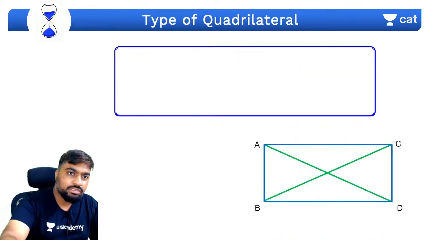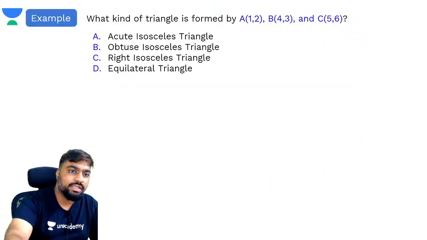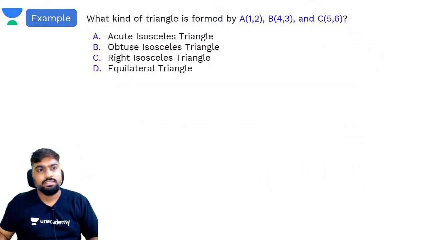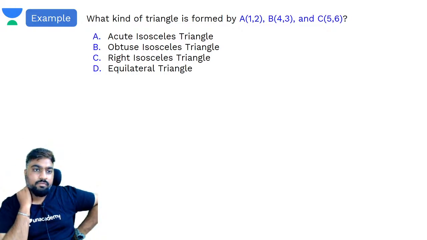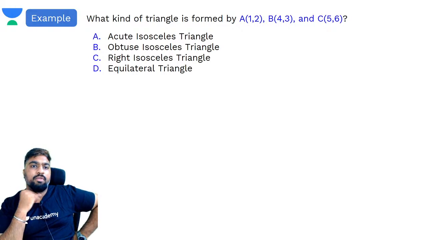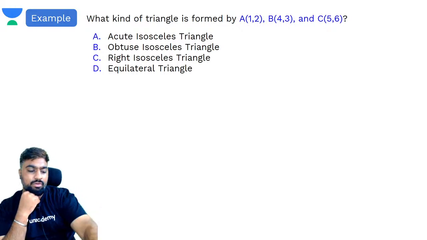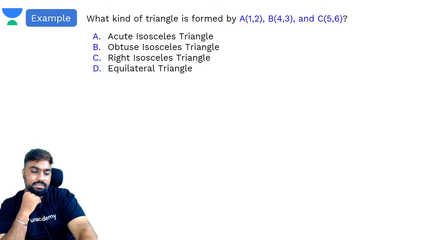So let's try out a question before we move to quadrilateral. Let's try out a question on this. Here's a question. Quickly try this out. What kind of a triangle is formed by A, B and C? The coordinates of all three are given. Try quickly.